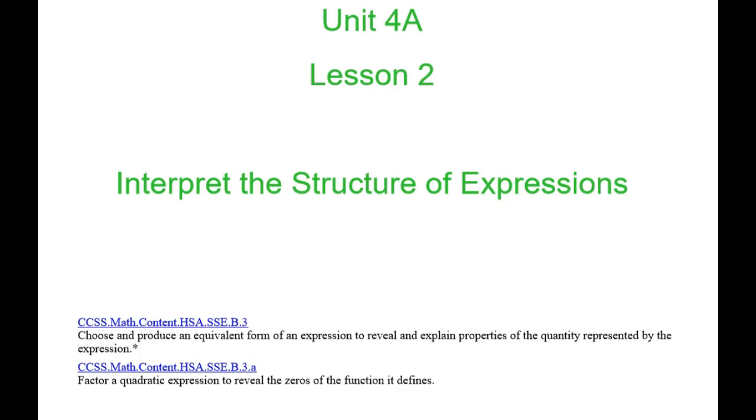Unit 4A, Lesson 2. In this lesson, we're going to continue factoring quadratic expressions and eventually get to solving equations using the factoring method. In this lesson, we're going to focus on factoring quadratic expressions that have a leading coefficient in front of x squared other than 1.